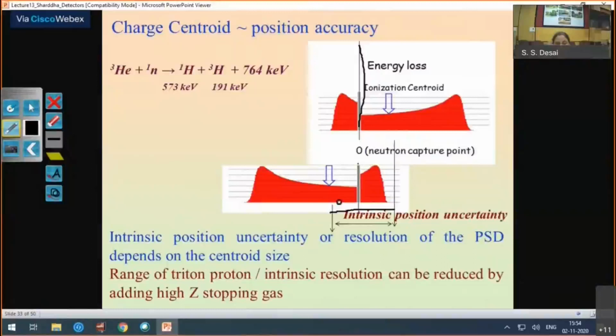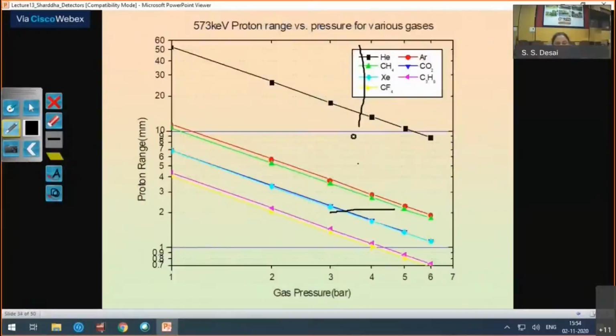How to reduce it is by reducing this range by adding a high Z stopping gas. For 1 bar helium-3, this range is nearly 8 centimeters, and if we add krypton, or even increase the helium-3 pressure, as our Z increases, we can reduce it to 3 to 4 millimeters. Here you can just see the graph. If it is simple helium, it is in the 60 to 80 millimeter range. This is showing only the proton range, as the triton range is usually one third or less than one third of it. So it is going to be more than 5 to 6 centimeters.